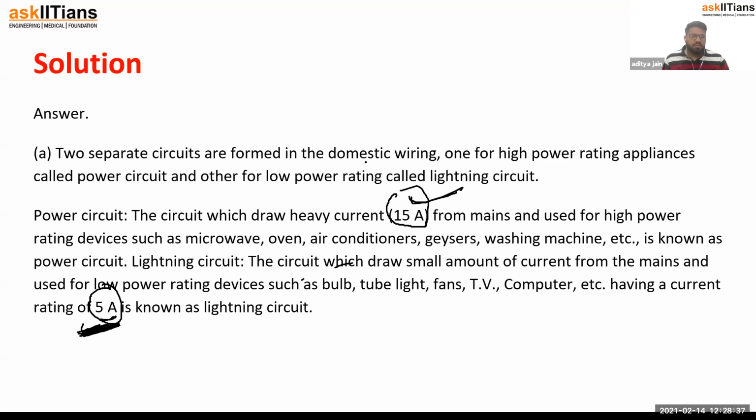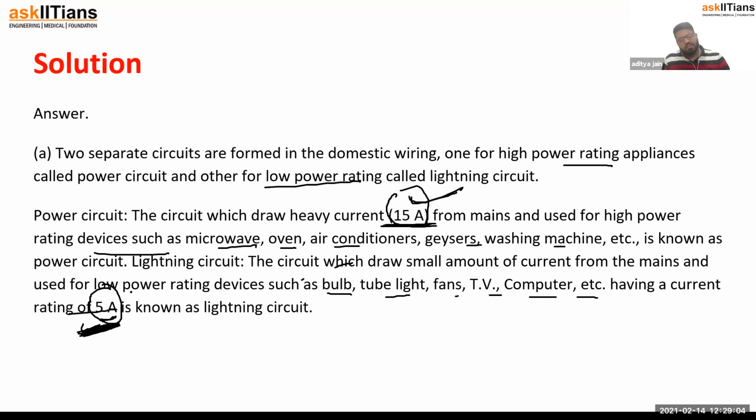So the answer is, two separate circuits are formed in the domestic wiring, one for high power rating, other for low power rating. Circuits which draw heavy current, which means 15 amperes, are used for high power rating devices, such as microwave oven, air conditioner, geyser, washing machine, etc. And the lighting circuit means the circuit which draws a small amount of current from the mains and is used for low power rating devices such as bulb, tube light, fans, TV, computer. They have a power rating of 5 ampere.